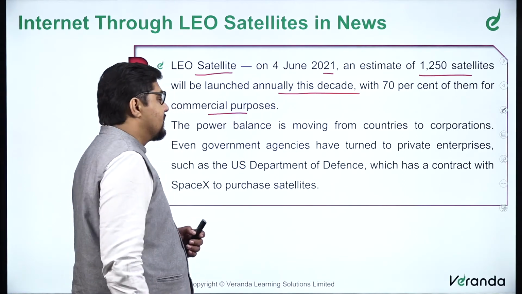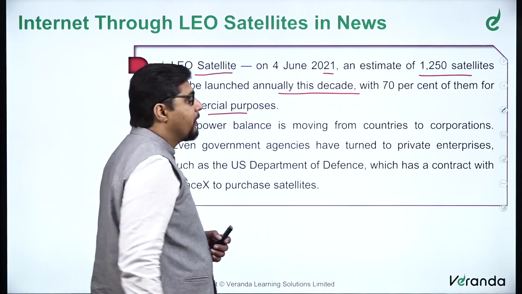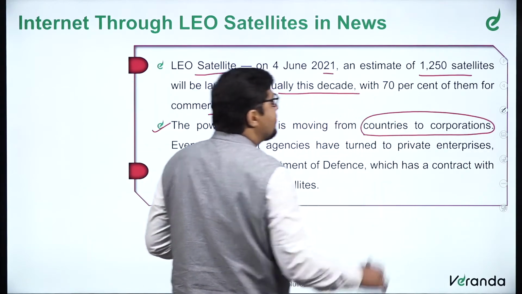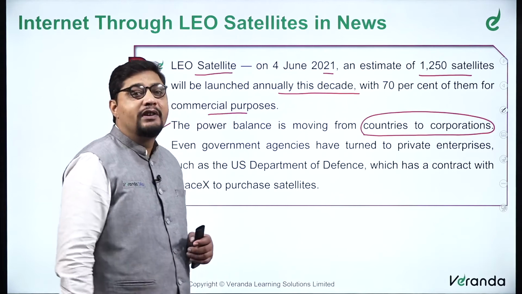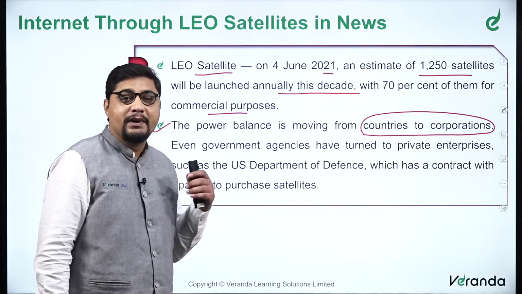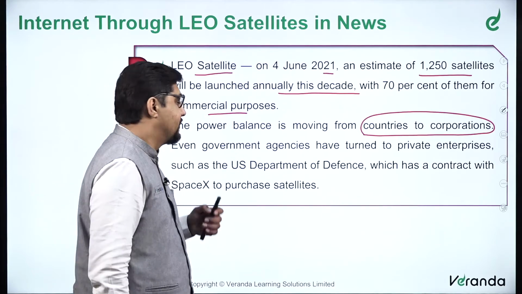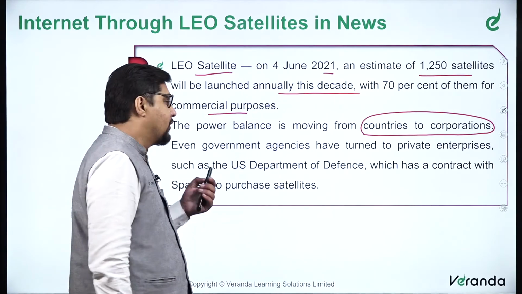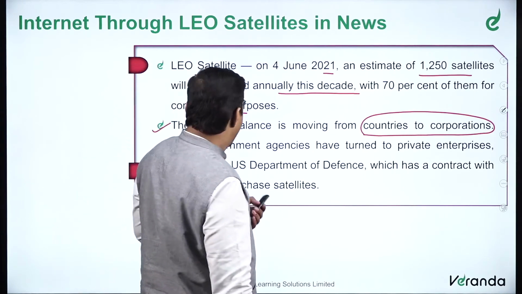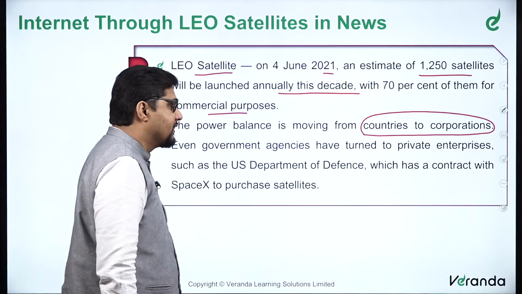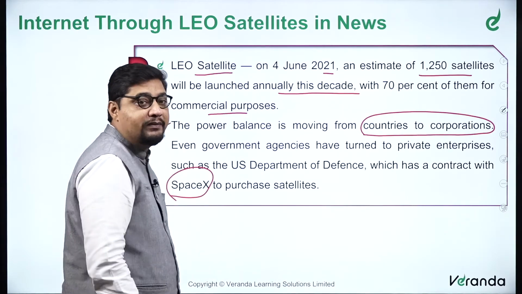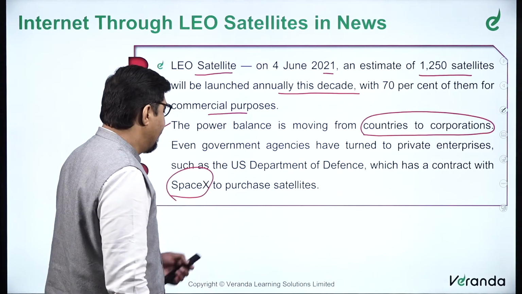Further, the important point is that the power balance is moving from countries to corporations. Earlier, space was the adventure of governments and not of companies or corporations. But now it has become an adventure for corporations rather than countries, because private investment is playing a significant role. Even government agencies have turned to private enterprises, such as the US Department of Defense, which has a contract with SpaceX, Elon Musk's company, a very significant player in the space market right now, to purchase the satellites.